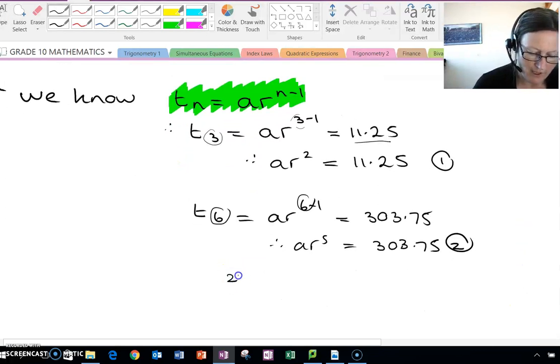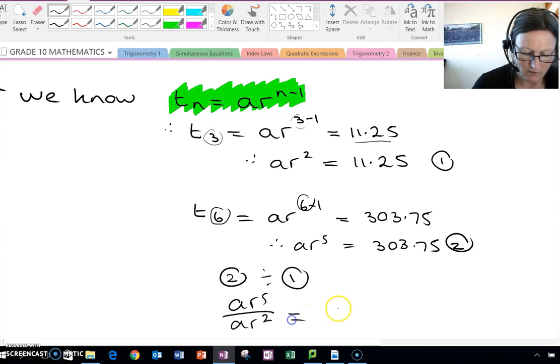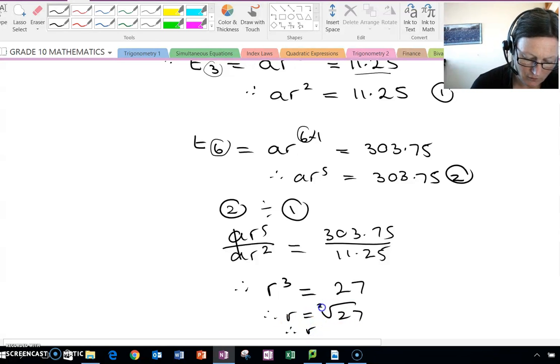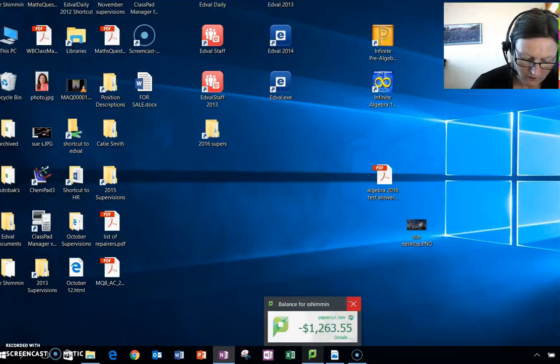So if I do our second equation divided by our first equation, so AR to the power of 5 divided by AR to the power of 2 is equal to 303.75 divided by 11.25. So in other words, the A's cancel. Using my index law knowledge, when I divide, I subtract the indices, so R cubed is equal to 303.75 divided by 11.25, which is 27. So R is the cube root of 27, which is 3.